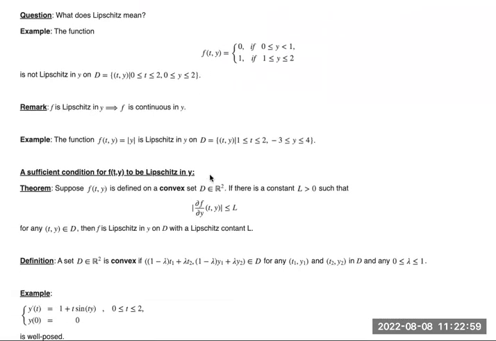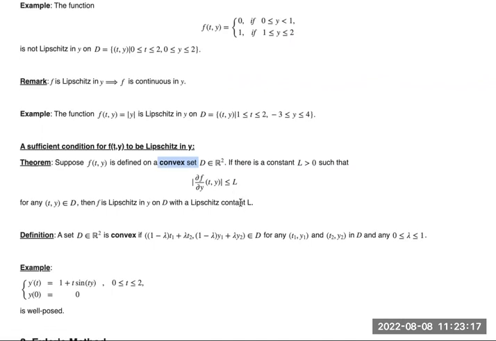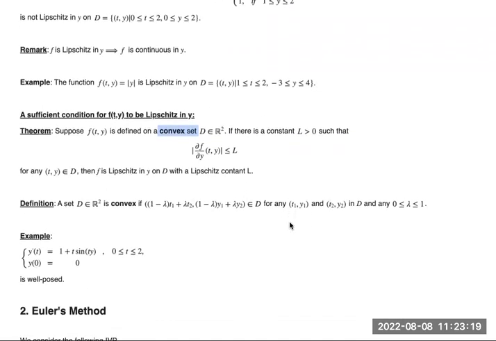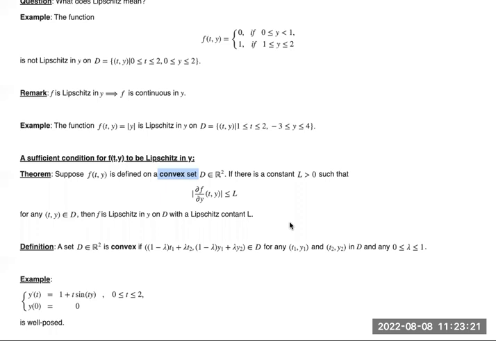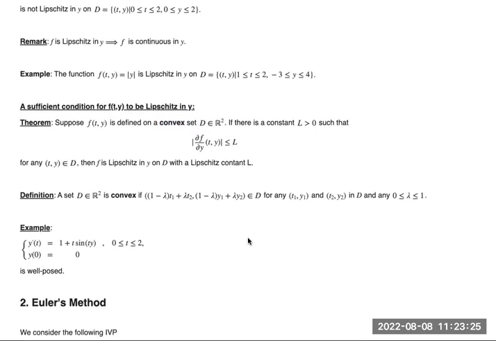A sufficient condition for f to be Lipschitz in y is that you have some convex set, and also that the partial derivative of f with respect to y is well defined and bounded. Then you're good, right? So this is some math knowledge that you can use to check if the problem is well posed. So this is the problem you want to solve.